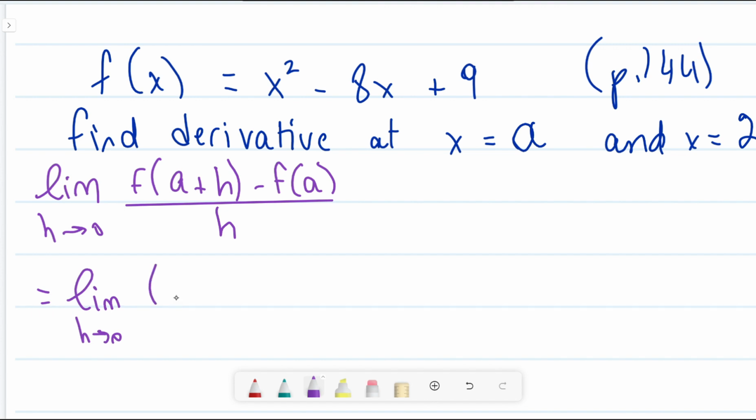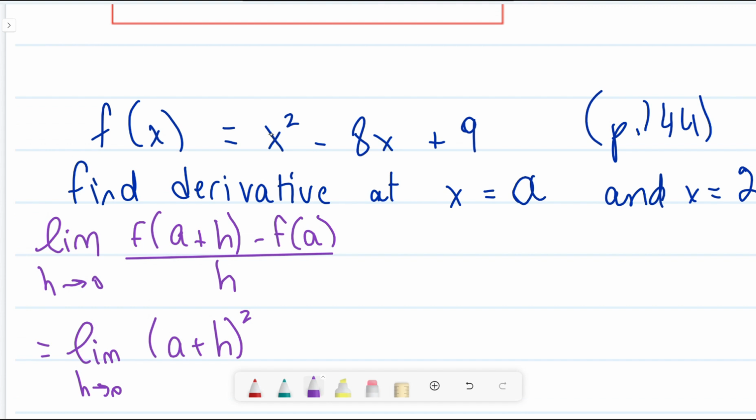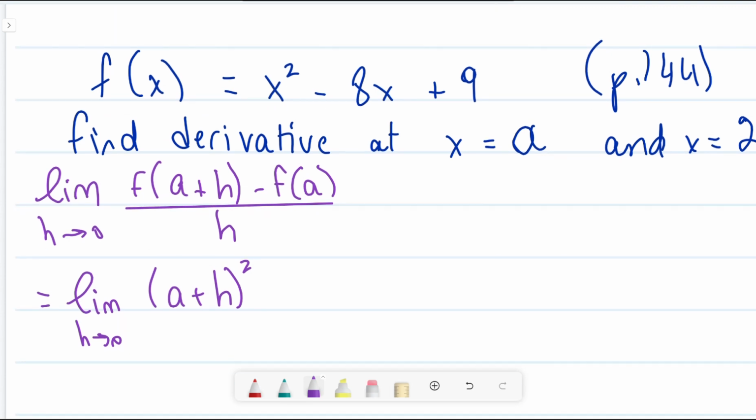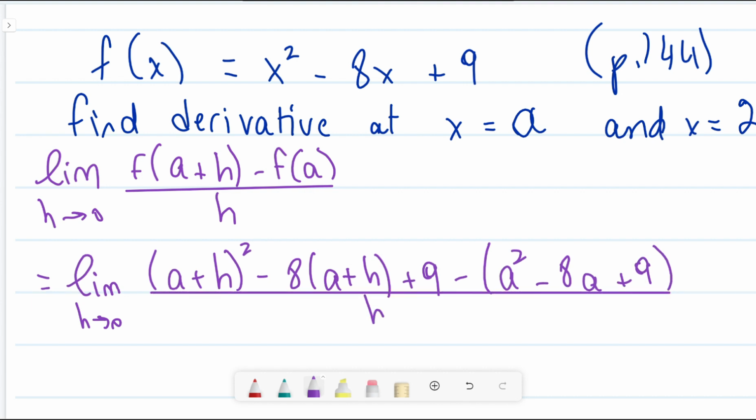So f of a plus h is a plus h squared. So in order to find f of a plus h, anywhere I see x, I plug in a plus h, minus 8 times a plus h, plus 9. So this is f of a plus h. Now let's find f of a: a squared minus 8a plus 9. All of this divided by h.